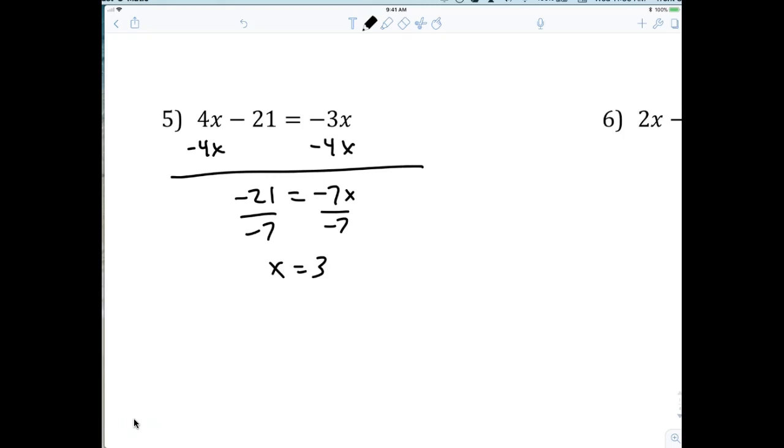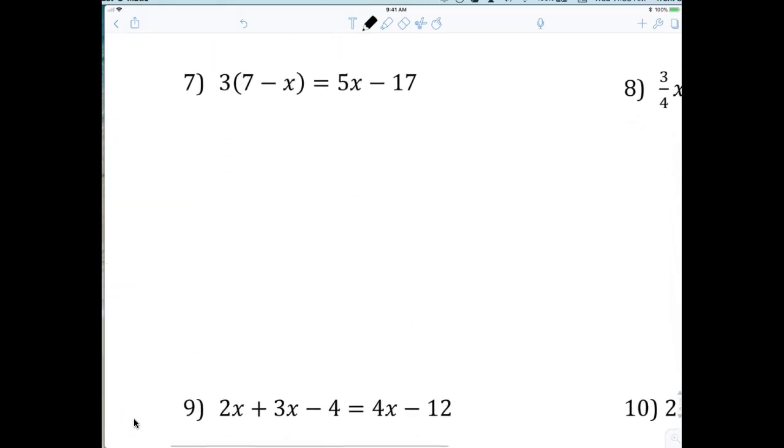All right, here we go. Let's take a look at quickly number 7. Now in this case, we do have to distribute. Now remember, I want you giving yourself checks as you go through these. If you got it right, give yourself a check so I can look at it. If you made a mistake, just put a little star by it. It's no big deal. You're correcting yourself. Make sure you understand. Now when we distribute, 21 minus 3x equals 5x minus 17. Everybody good with this?